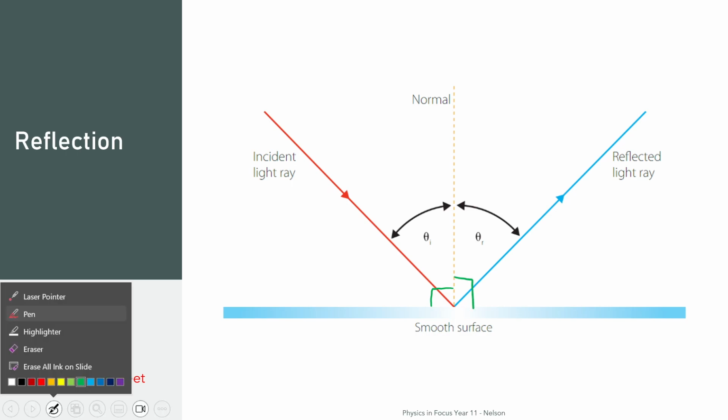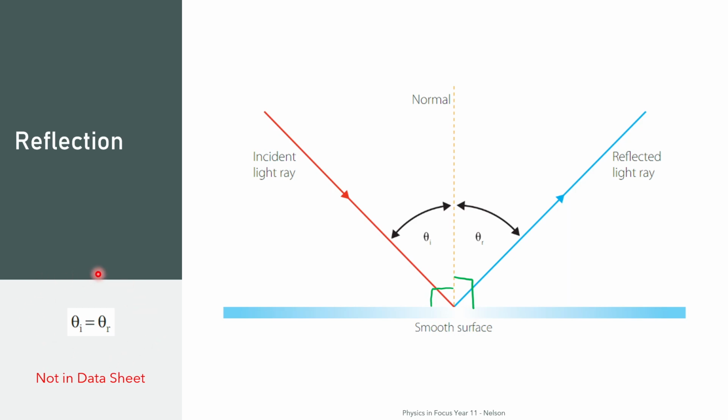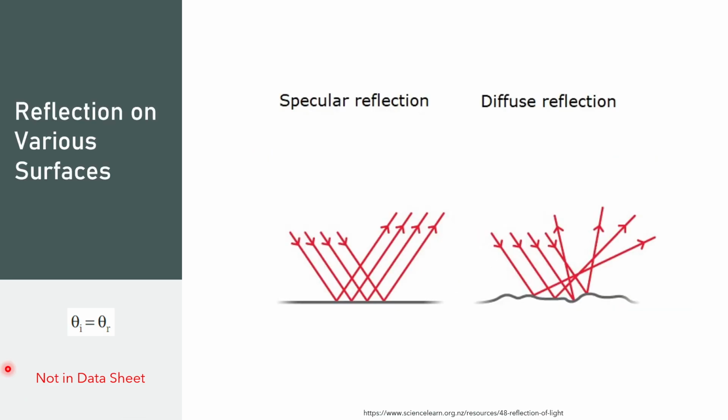There is a general rule that we can follow when we are looking at reflection, and that is theta I is equal to theta R. In other words, the incident angle is equal in size to the reflected angle. We won't find this in the data sheet, but it is a very simple and straightforward rule to know and remember, also to apply. What becomes interesting though is not all surfaces are particularly good at reflecting.